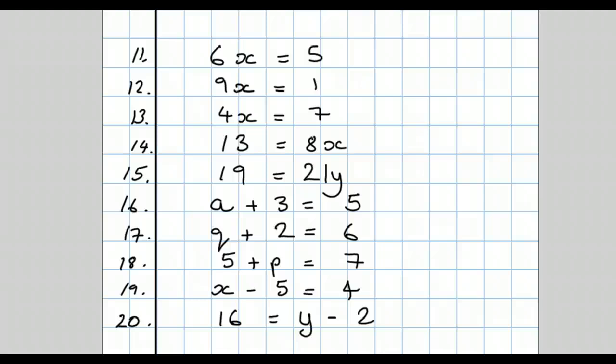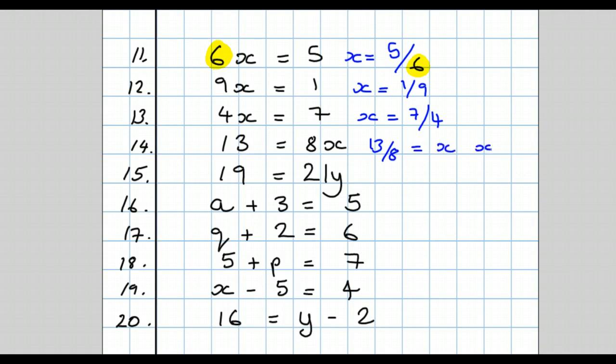Okay, welcome back. Let's just go through the answers. Now, the first few, straightforward, put the number in front of X underneath the other number. So the answer is here, X equals 5 over 6. That's 6 that was in front of X, the coefficient, now becomes the denominator. Question 12, X equals 1 over 9. Question 13, X equals 7 all over 4. Question 14, now we're working from right to left. So 13 over 8 is what X is equal to. Though if you've written X equals 13 over 8, that's also correct.